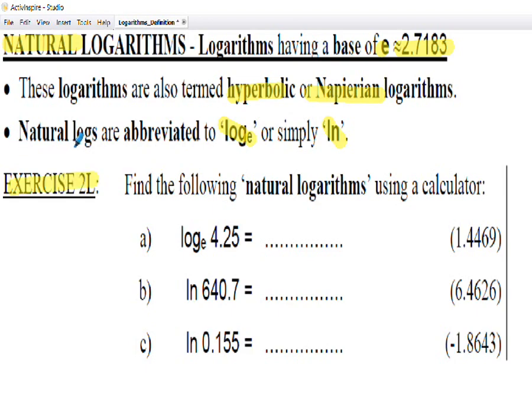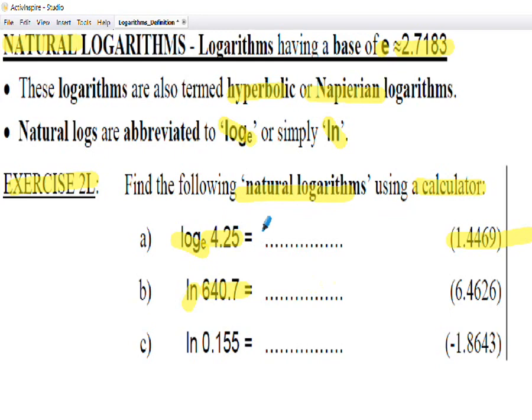Exercise 2L has some examples on natural logarithms for us to use with the calculator. So now on your calculator we've got log to the base of e, so that's ln. If you press the ln key and then 4.25, press equals, you'll get the value of 1.4469 to 4 decimal places. In other words, if you raise the exponential, the 2.7183, to the power of 1.4469, you'll get roughly 4.25.